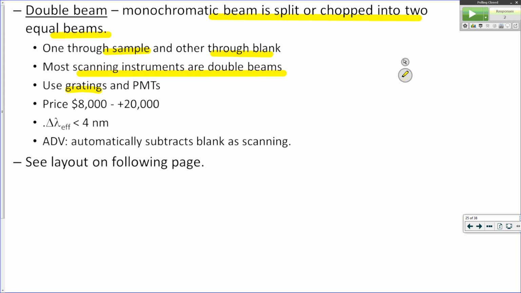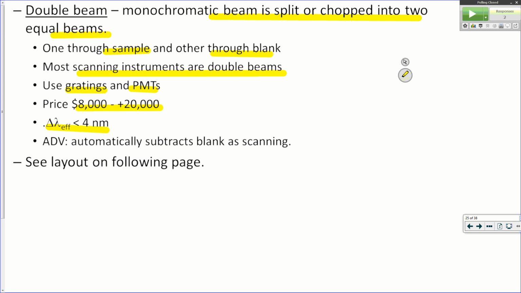Again, they're going to use gratings and photomultiplier tubes for sensitivity. Low end cost is maybe going to be $8,000, and you can spend as much as you want to. I had a couple of people quote a replacement for the old Shimadzu instrument that we can't get a software upgrade for now. To get one with the specs that it has, it's going to be at least $35,000. Just to get one with the spectral capabilities that it has is around $20,000. Yes, that's expensive, and your effective bandwidths are less than 4 nanometers.